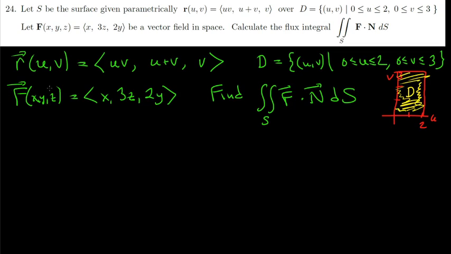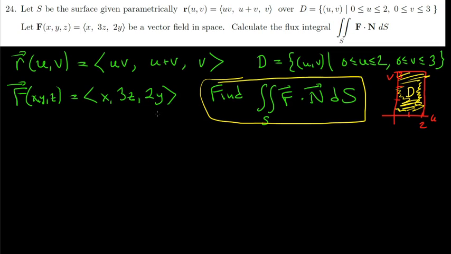All right, we're given a vector field in space, x i plus 3z j plus 2y k. And so our goal is to evaluate this surface integral. We've been doing a lot of line integrals. Now we're doing a surface integral. And I don't know what this surface is. It's just some surface sitting in space.